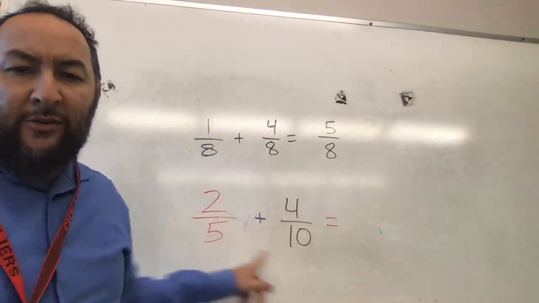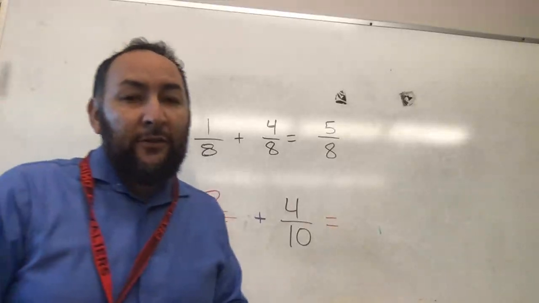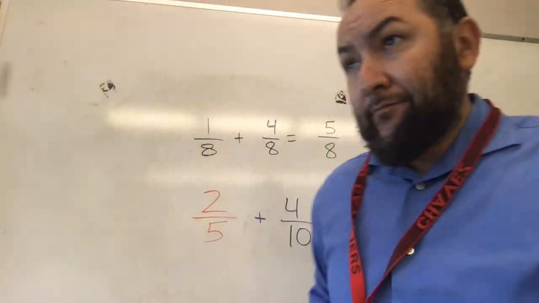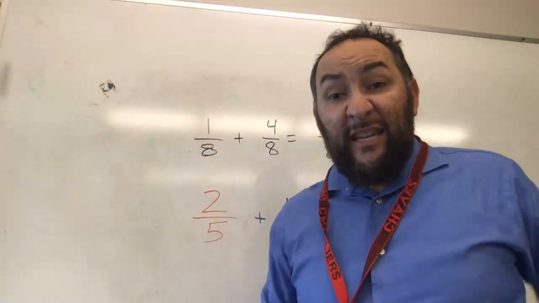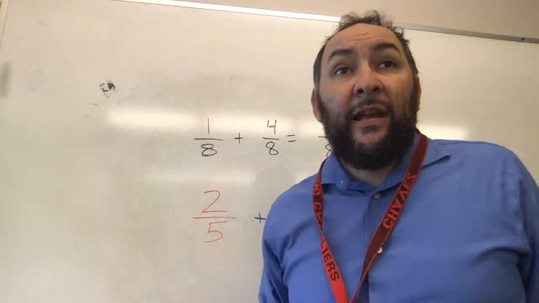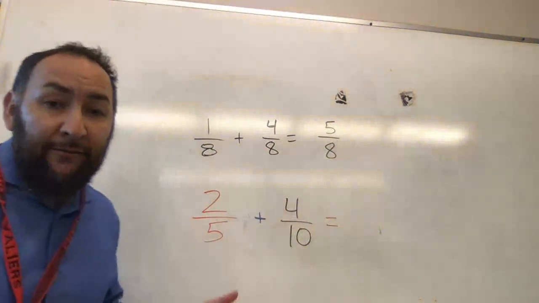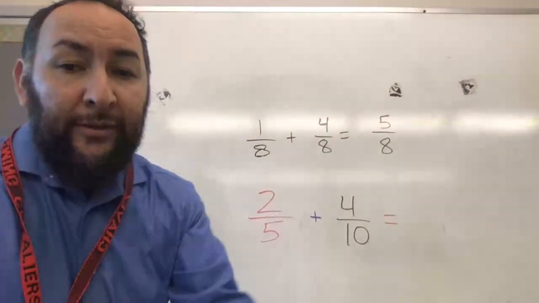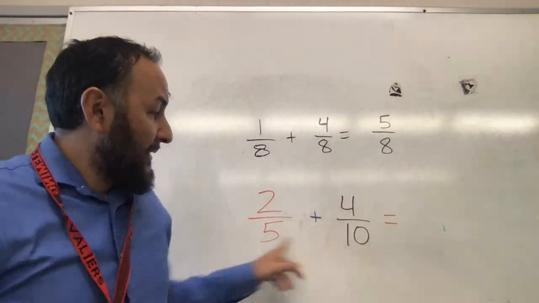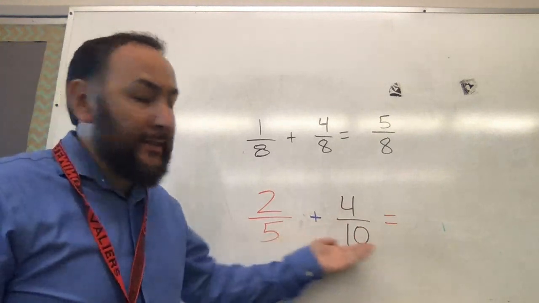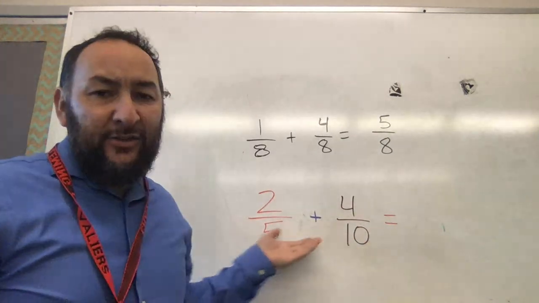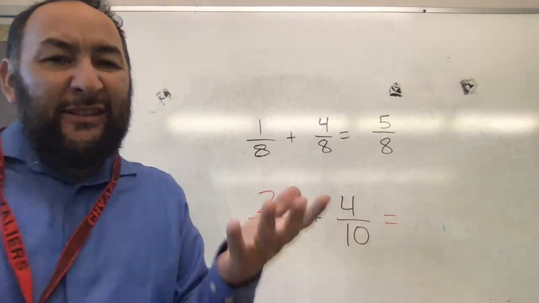But when the denominators are different, okay, we have to do something. We've been practicing finding equivalent fractions, and here's one way it gets used, okay? So right here I have 2/5 plus 4/10, okay? So these are different sliced pizzas. I can't just add them together because they're different, okay?